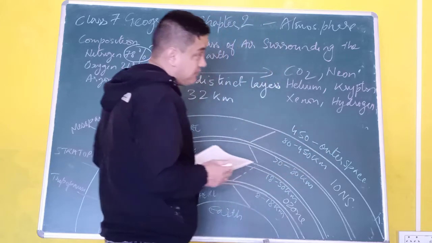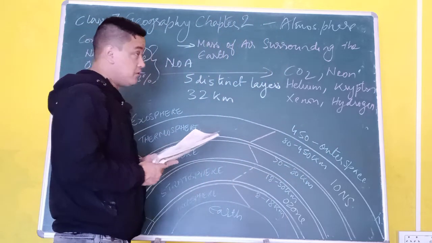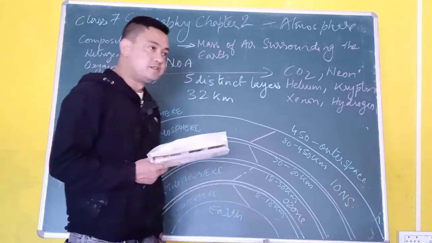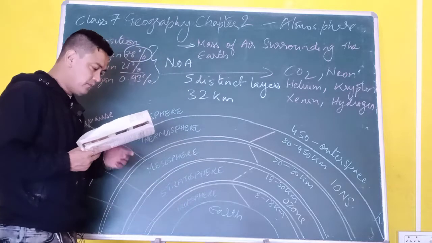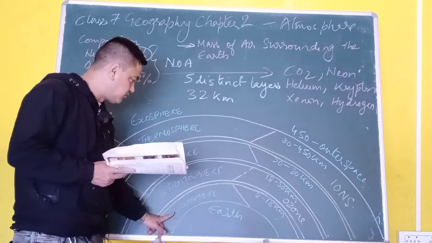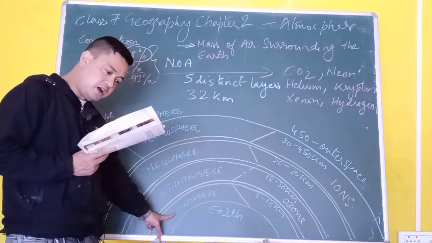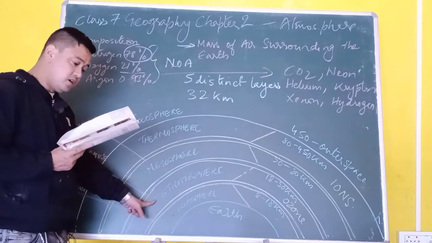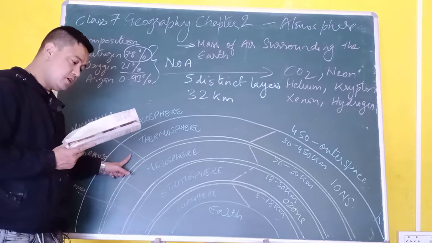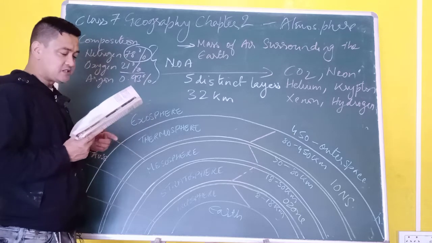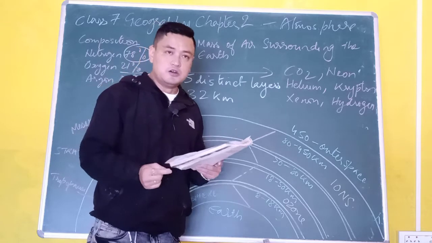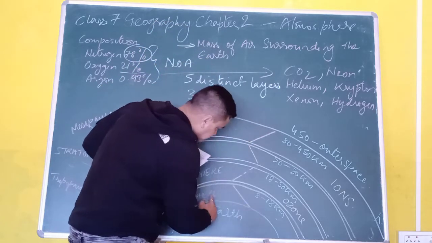So, let's come to the 5 distinct layers, which are differentiated on the basis of composition, temperature and density of the gases. They are namely, the nearest and the closest layer known as troposphere. The second one is stratosphere, the third one is mesosphere, the fourth one is thermosphere, and the fifth one is exosphere.